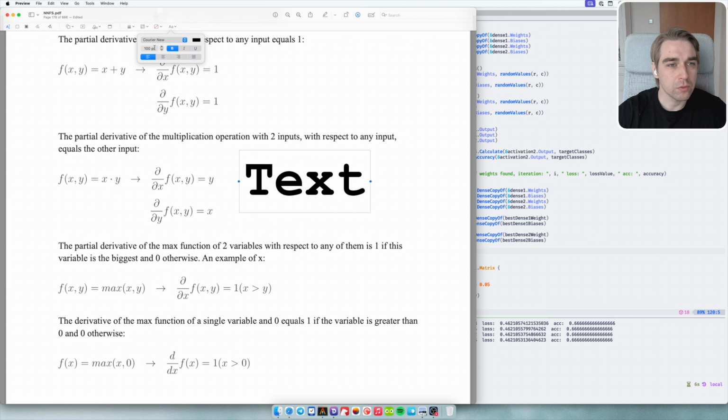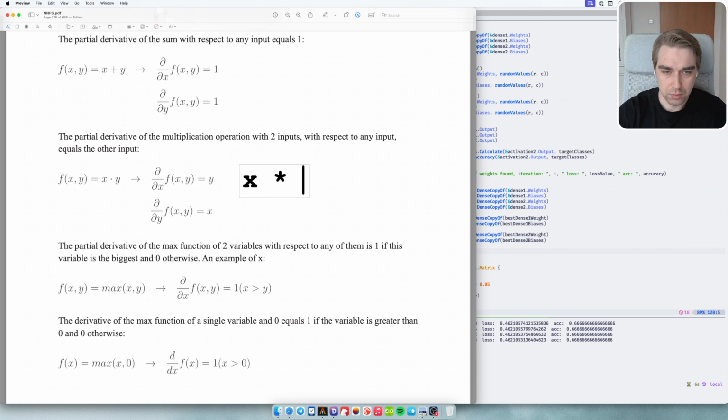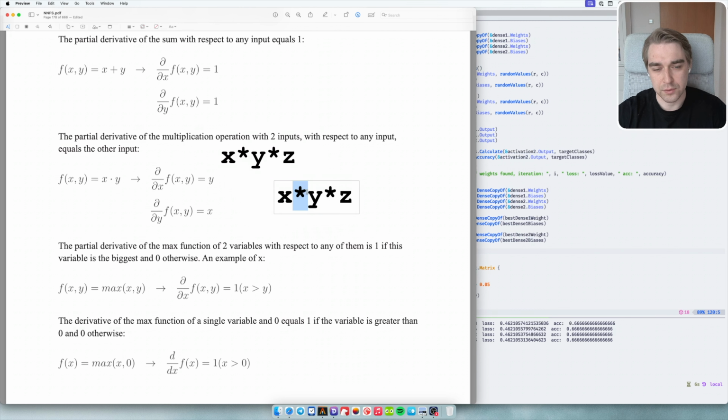But the interesting thing is, for example, if it will be this, right? Then we will have 3 partial derivatives, and one will be, for example, for the x, this one, and then the other combinations.